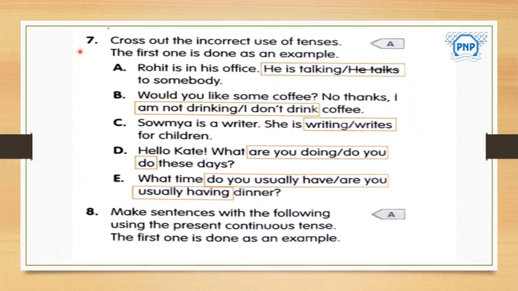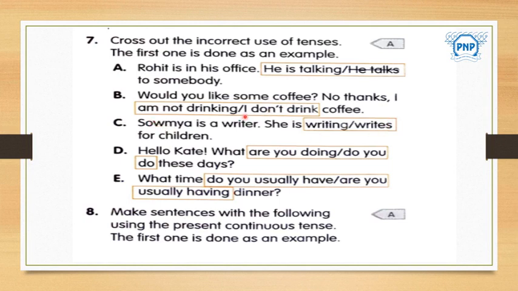Next, seventh one. Cross out the incorrect use of tenses. You have to just cross out, cancel it. Which one is incorrect? Rohit is in office. He is talking to somebody. He talks to somebody, which is wrong. He is talking at present, something is happening. For that we use the present continuous form. Correct? Very nice.